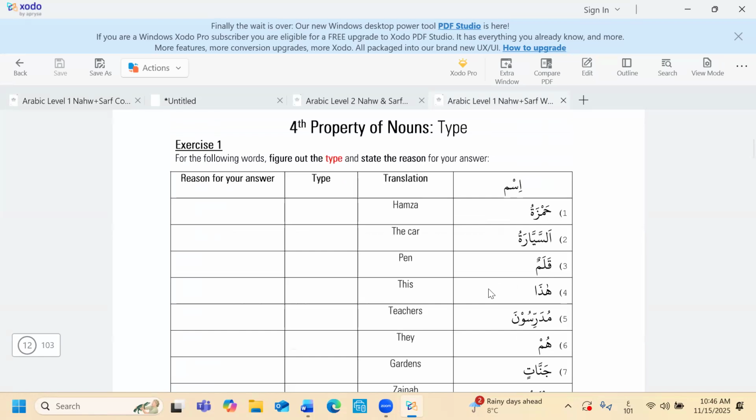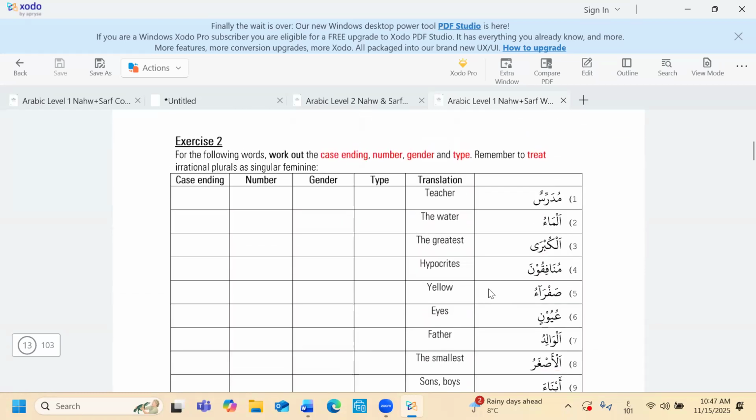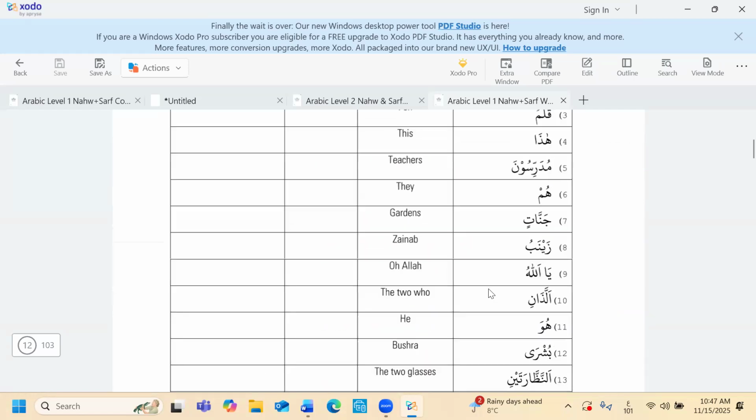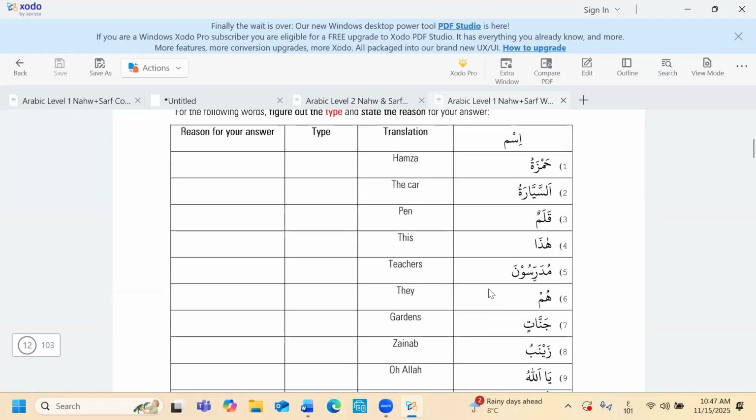So for this exercise here, you're going to first of all tell me whether it's definite versus indefinite, and then give your reason. For example, the word Hamza is definite, and the reason is because it is a proper noun or proper name. So let's do a bit of this, and then we'll do this exercise where we go through the case ending, number, and gender type. Let's do a couple of these, and then we'll move on.